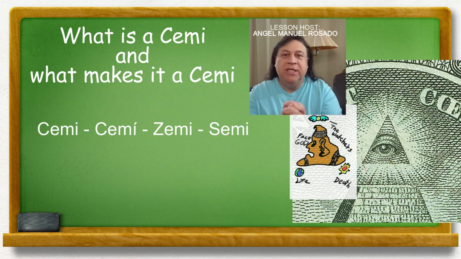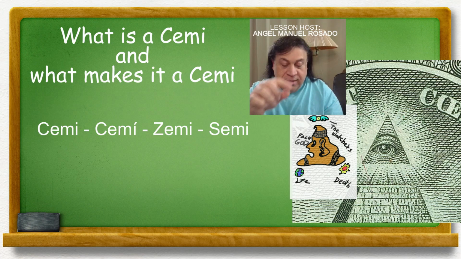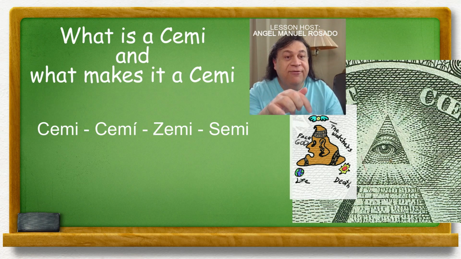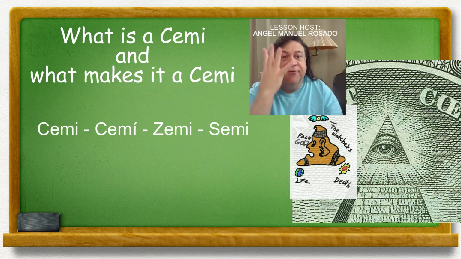So, I'm going to be teaching you about the semi, what a semi is and what makes it a semi. First you must notice something about the semi here and the pyramid over there. A semi has a face, and the pyramid only has an eye. That is the eye of the Lord watching. But a semi is the face, the full face of the Lord who also watches.